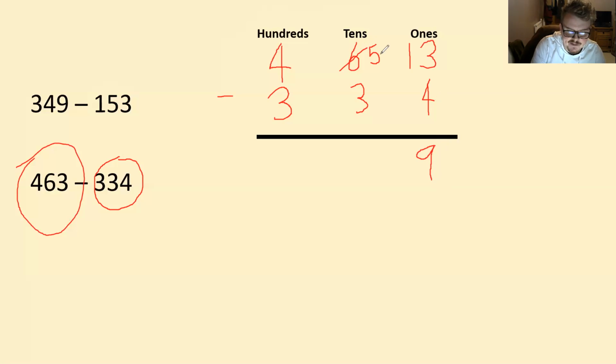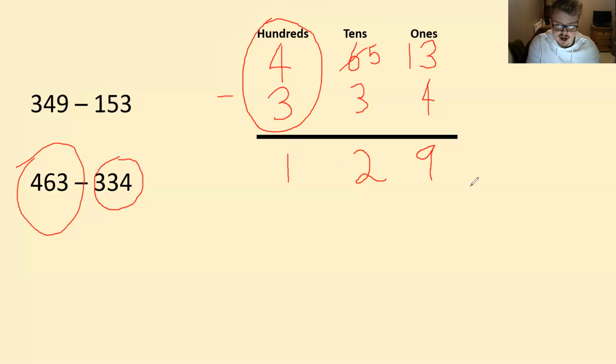Next question is 5 subtract 3. So 5 in my head, subtract 3, 4, 3, 2. And my final question, this one at the end here, 4 subtract 3. 4 subtract 3. So 4 in my head, 3, 2, 1. Okay. So that's my answer. My answer is 129. So 463 subtract 334 equals 129.